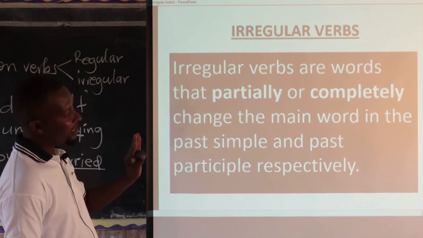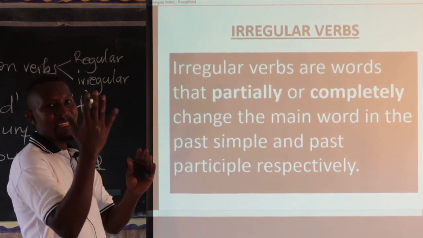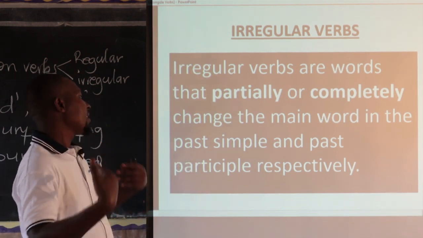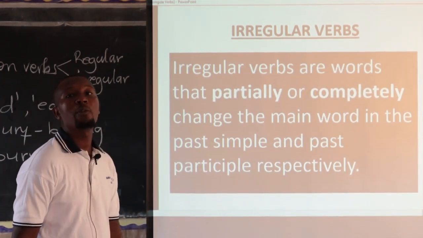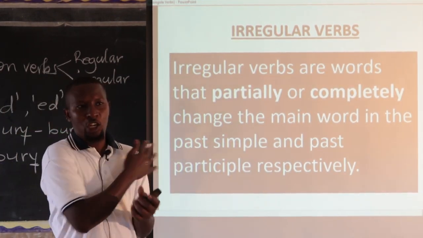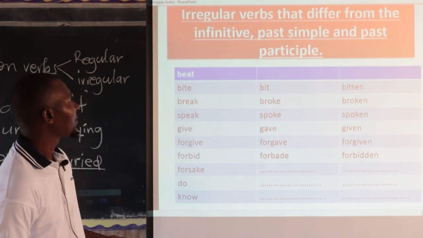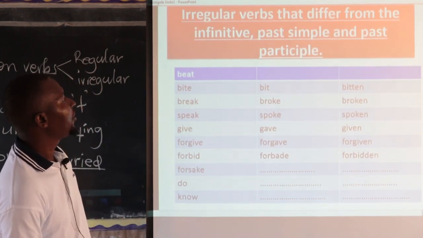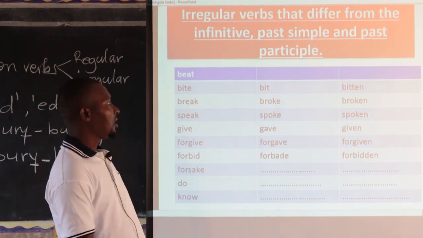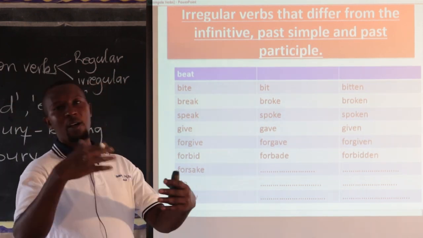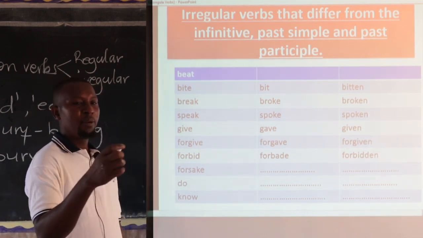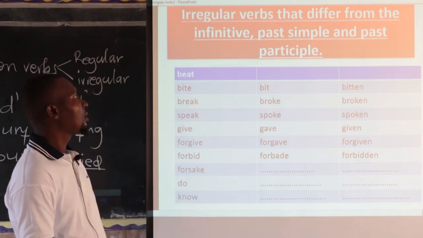We are talking about words now that partially, that is partly, or completely change when forming the past simple and the past participle forms. Now, these words change completely or they partially change. They change somehow. Irregular verbs differ in infinitive, past, and past participle. The past simple is different from the past participle, not like the regular verbs where you have play, played, played. Here, let us look at this part.